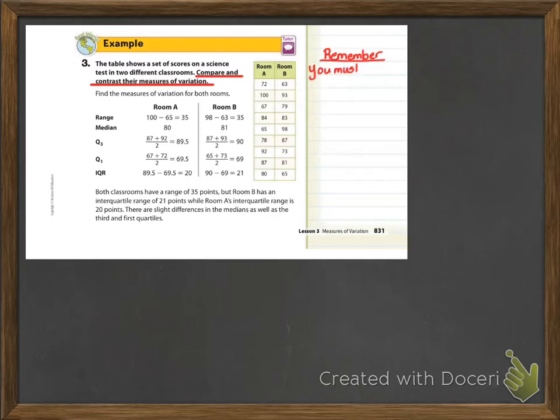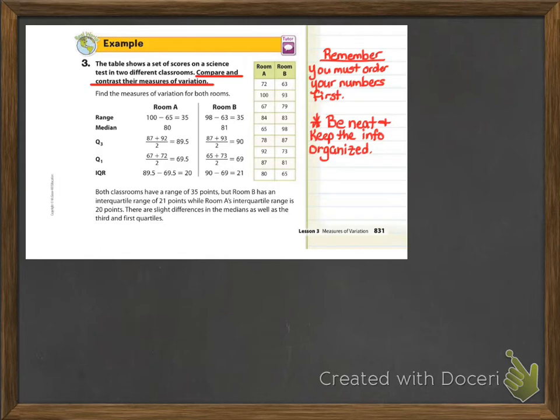So on this example here, over in your work zone area, remember, before we can get started, you must order your numbers first. So if you look at the numbers for room A, we have to put those numbers in order first, and then the numbers that we have for room B, we need to put those numbers in order next. So when you're doing this, it's important that you're neat and you keep your information organized, because you're working basically two problems at the same time, and then you're comparing them.